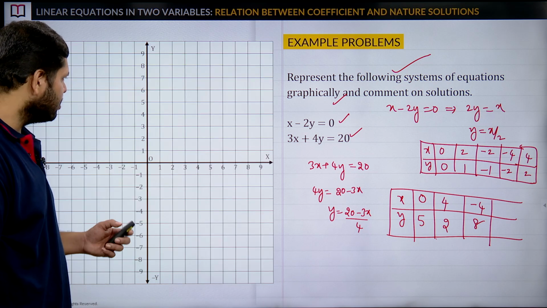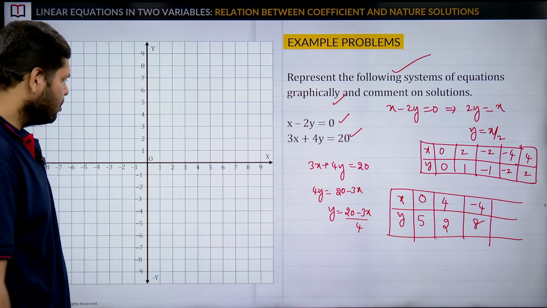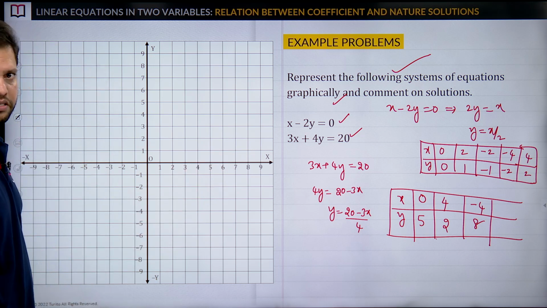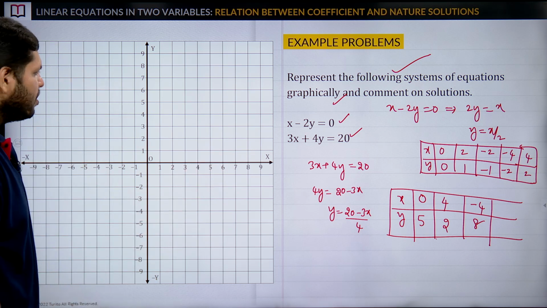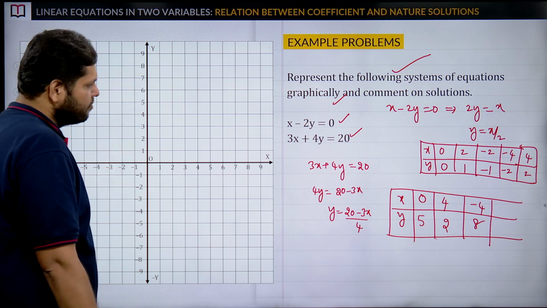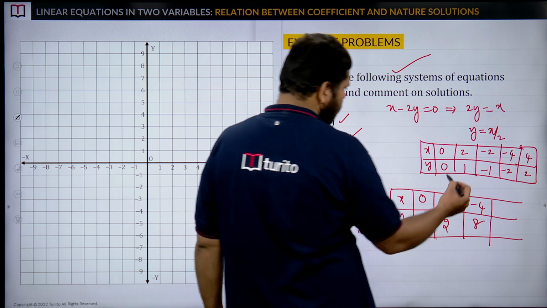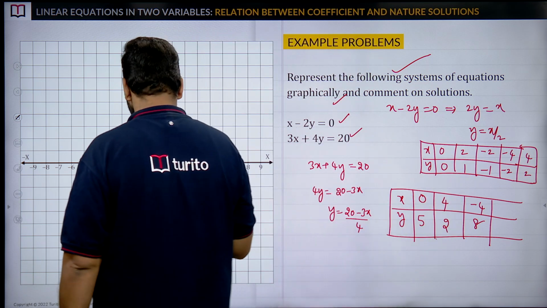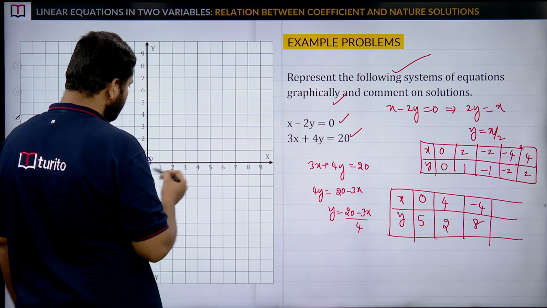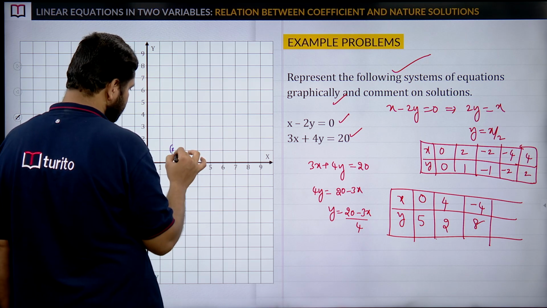Now children, let us draw the graph. So graph we already know, so this is a horizontal line x-axis and vertical line is y-axis. Okay. Now children, first I am drawing the equation 1. So I'll take a different color. Okay. First is what? Coordinate 0 comma 0. So this point is what? Is 0 comma 0. And second point 2 comma 1, x is 2 and y is 1.